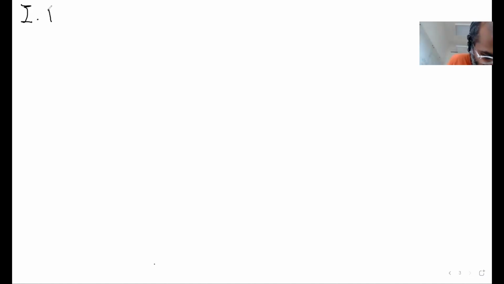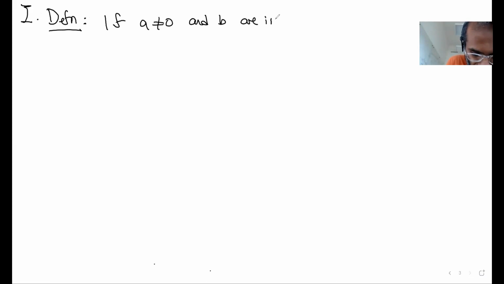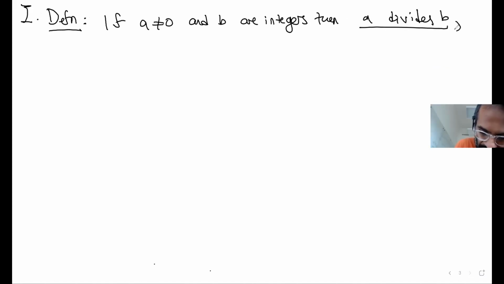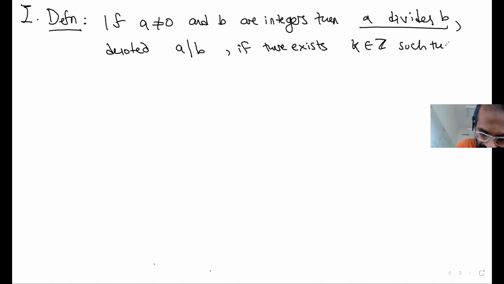So the key definition here is what does it mean for one number to be divisible by another. If a not equal to 0 and b are integers, then we say that a divides b, and this is denoted a bar b like this, if there exists some integer k such that b is k times a. So this is not mysterious. This is a concept you've seen before in some form.